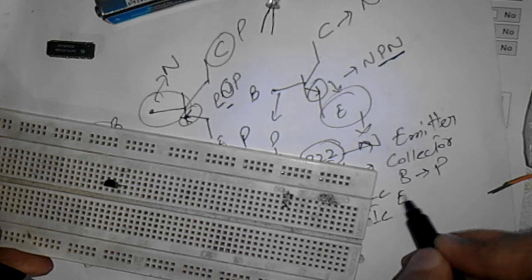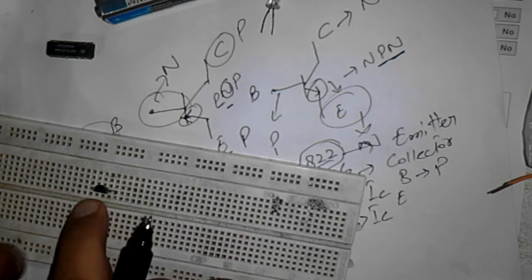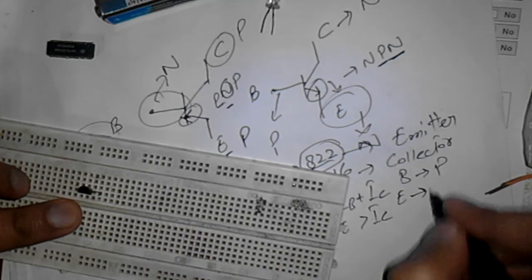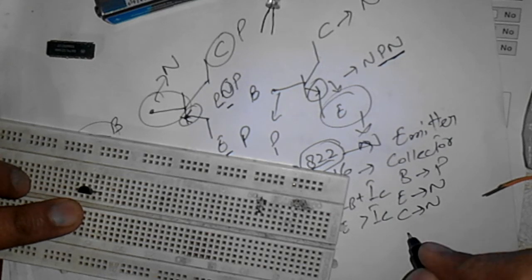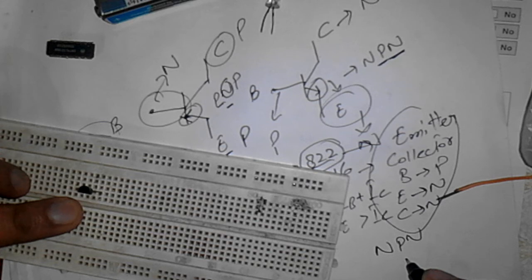As I showed earlier in my video, when I touched the negative lead to the emitter and collector terminals, it gave no reading, which indicates that the emitter is negative and the collector is also negative. So this information indicates that this is an NPN transistor, and the right side is the emitter, the left side is the collector, and the center one is the base. Simple. That means this side is the emitter, the center one is the base, and this side is the collector.